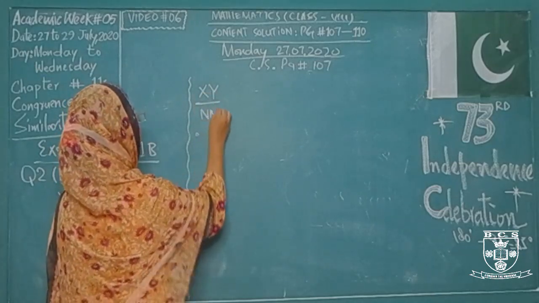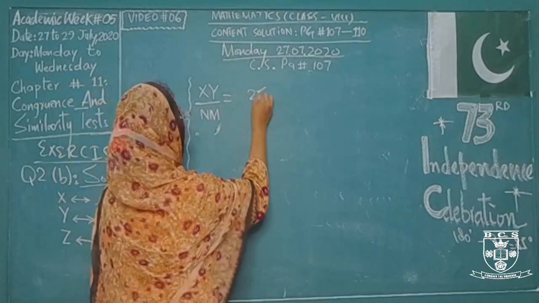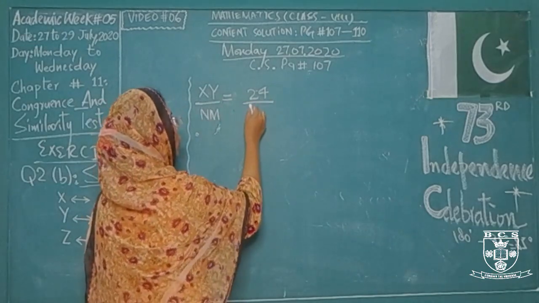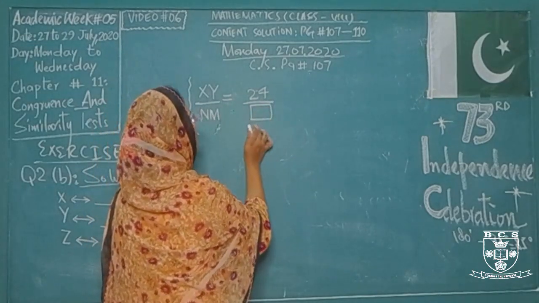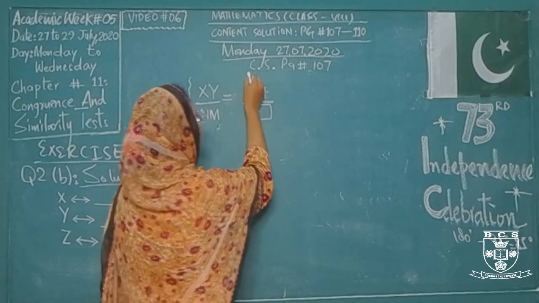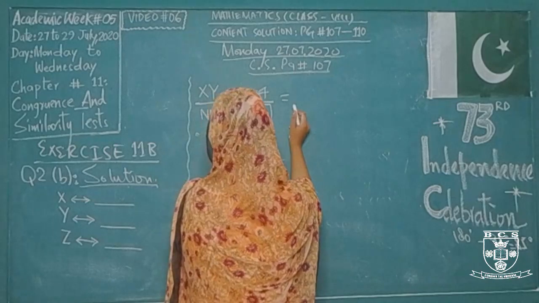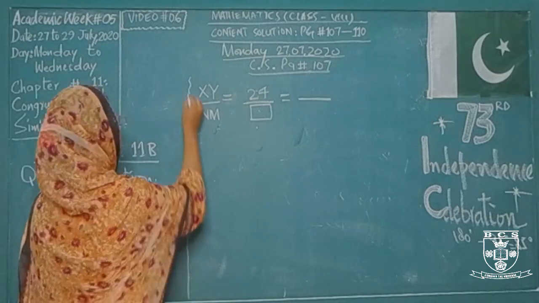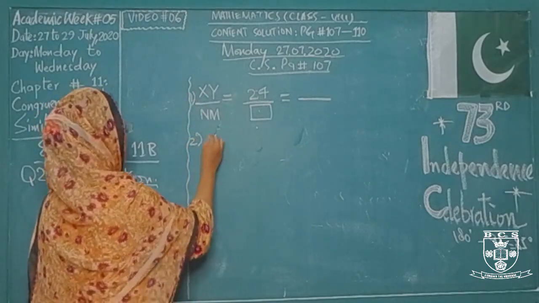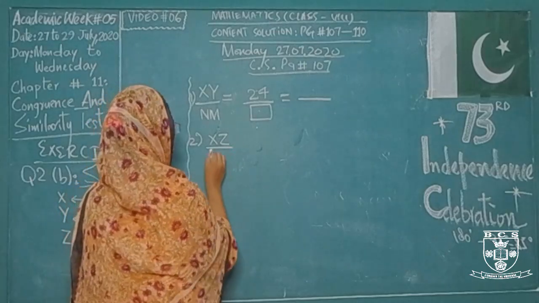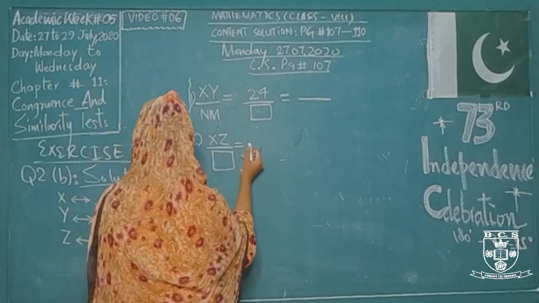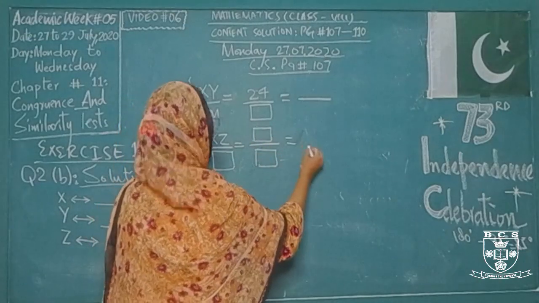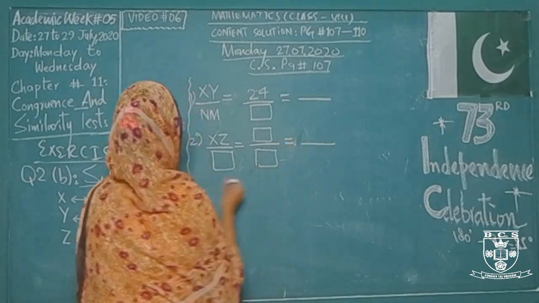Xi over Nm is equal to 24 over... here some terms are missing from the fraction, so for your convenience I am drawing the boxes for the missing terms. In the book you do not have these boxes, but I am drawing them for a better explanation and understanding. This is the first. The second proportion is XZ divided by box is equal to, again a missing fraction, and this answer, its result, is also missing.